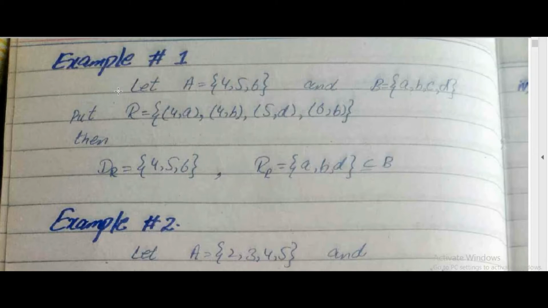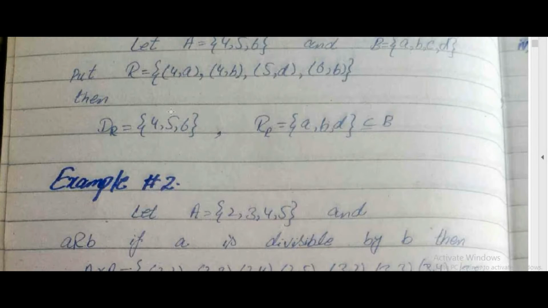Example number 1. We have a set A which has 3 entries 4, 5 and 6, and set B has entries a, b, c and d. Okay, then we write a relation from A to B: (4, a), (4, b), (5, d) and (6, b). Then we find its domain and range of this relation. Its domain is 4, 5, 6. The first numbers which belong to the set A are the domain of the relation, and the second numbers which belong to the set B are the range of the relation.